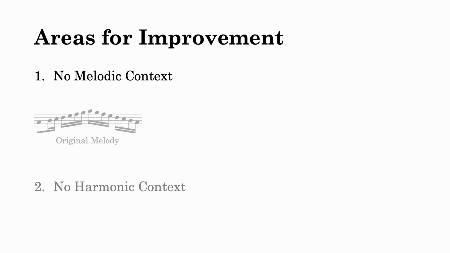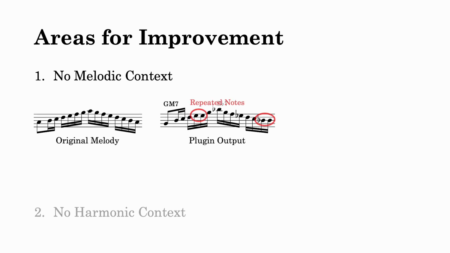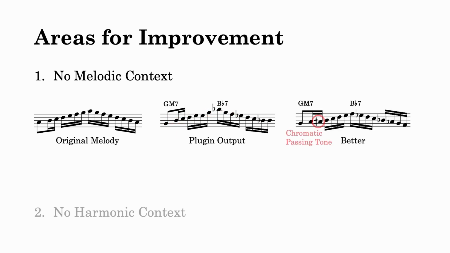Returning to Mozart, the original melody has a scalar quality. However, the plugin outputs a melody with repeated notes and leaps, where a chromatic passing tone would be better. A possible solution is to also consider the original melody's contour when choosing the output note.